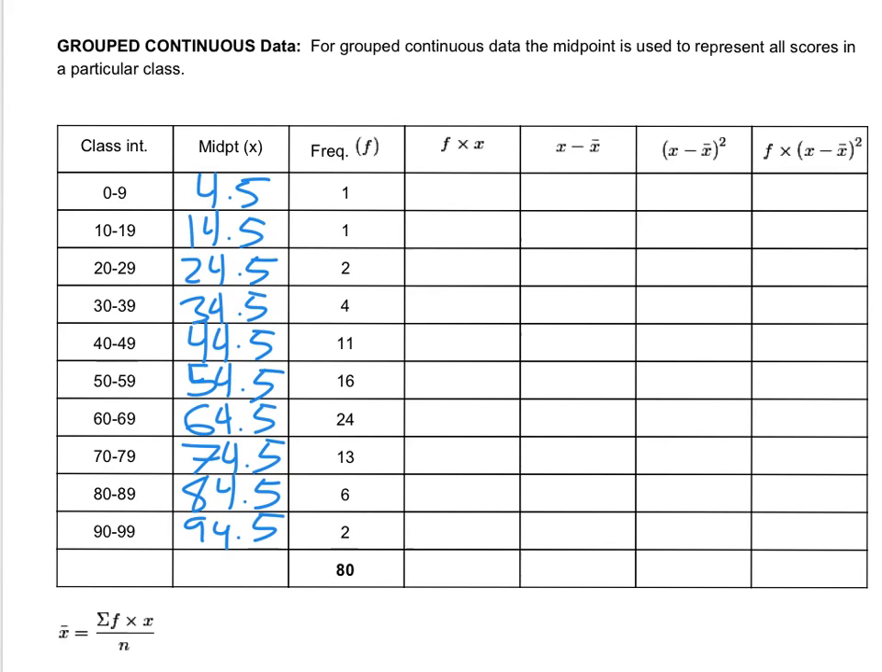Okay, and then we've got our frequency column already there, and so I can jump into the f times x so that I can get that data so I can figure out what the mean is going to be. So f, frequency, times each midpoint value, so 4.5, 14.5, 49.0, okay, so on and so forth.